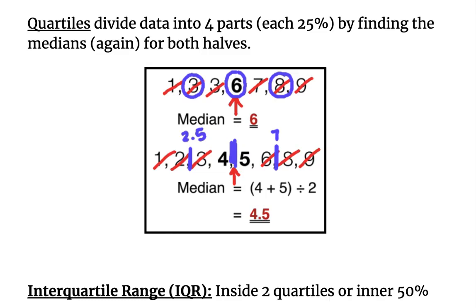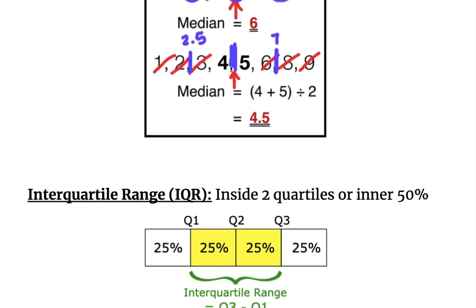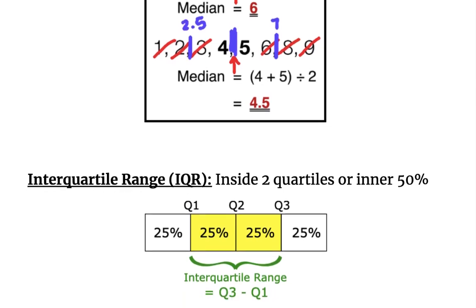The interquartile range, or IQR, is what we call the inside two quartiles, or inner 50%. So you have four different parts that you're dividing it into. The IQR is actually just the inside. So that's going from quartile 1 to quartile 3. That's what we call the interquartile range. And range is normally a subtraction. You're trying to figure out the biggest number minus the smallest number, how spread out they are.